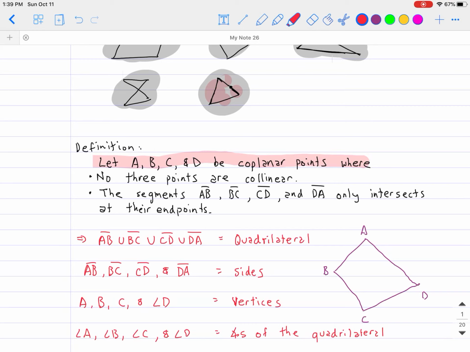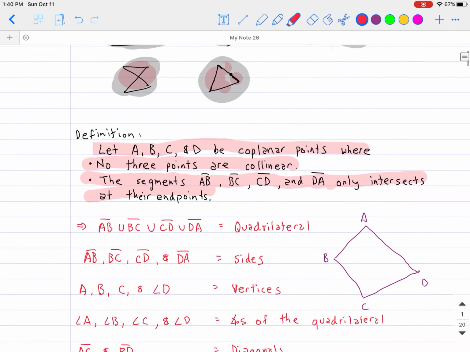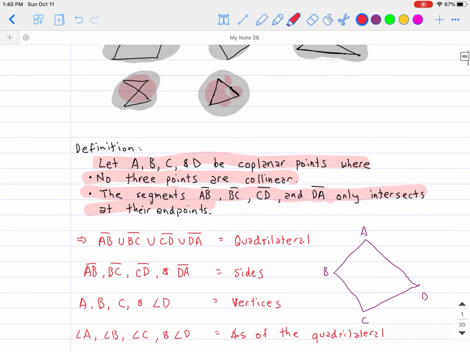So here we go. Let's say that we have four points, A, B, C, and D. They have to be coplanar, so that means they all have to be on the same plane. In addition, to avoid the bottom half, I'm going to say that no three points are collinear, so that they are not going to form some sort of triangle. And finally, the segments AB, BC, CD, and DA only intersect at their endpoints, so once again we avoid the bottom row, where segments intersect somewhere in between.